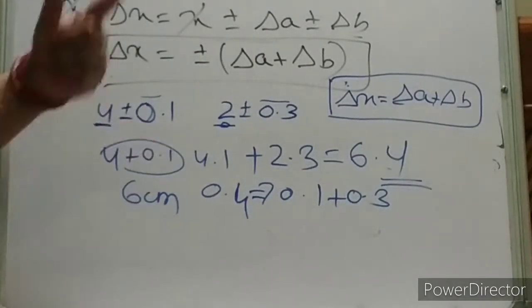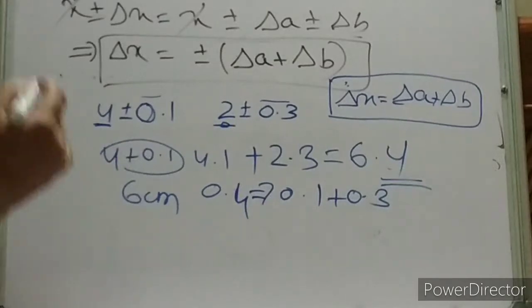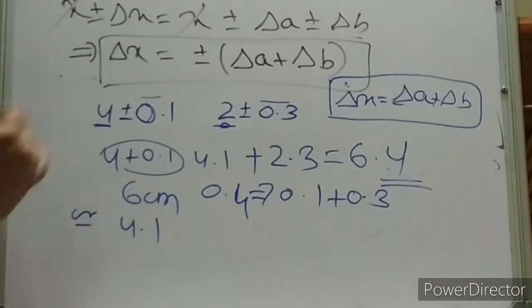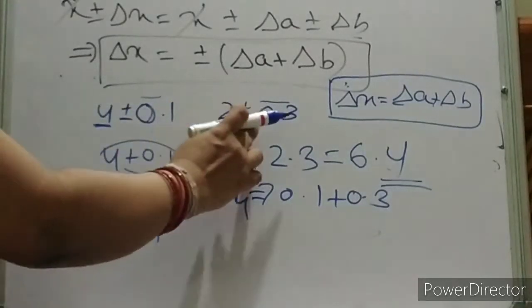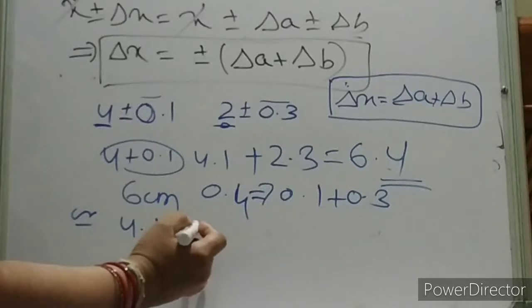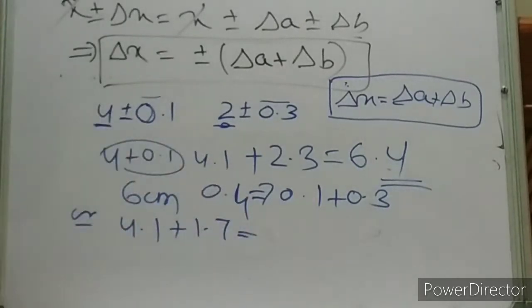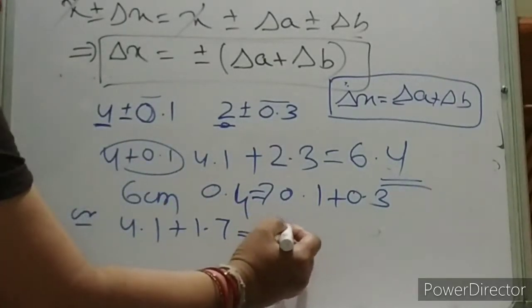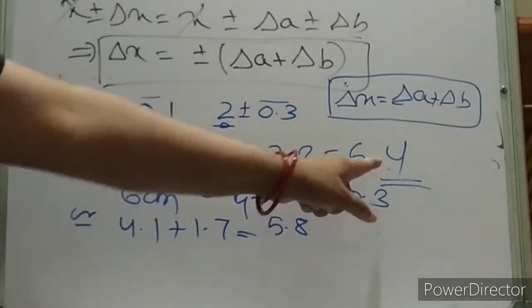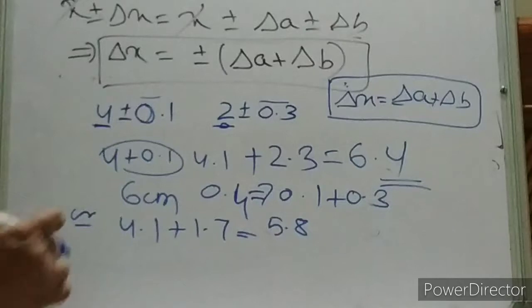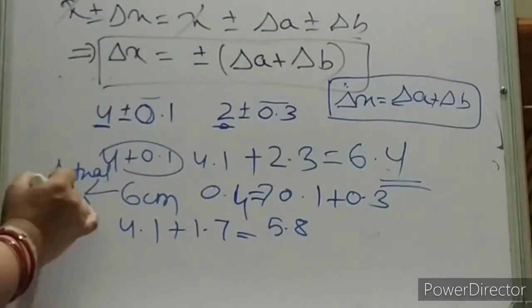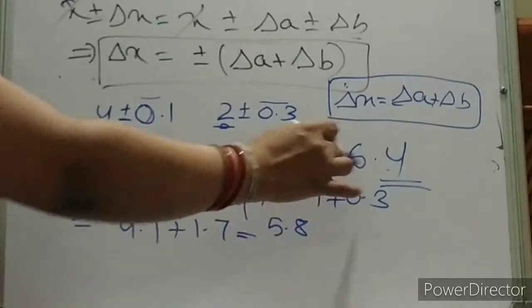Or sometimes it is not added. Sometimes you can say, suppose your first measurement is 4.1 and the second measurement is 2 minus 0.3. That means how much? 1.7. How much? 5.8. See, this is your maximum permissible error. Now see, this is your actual value. It is under that limit.